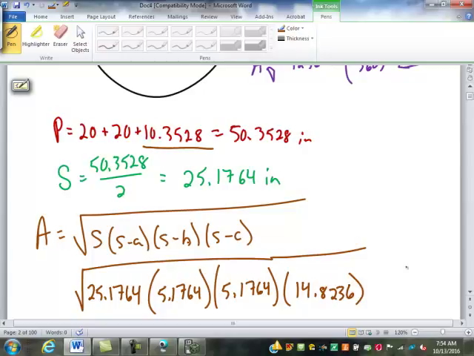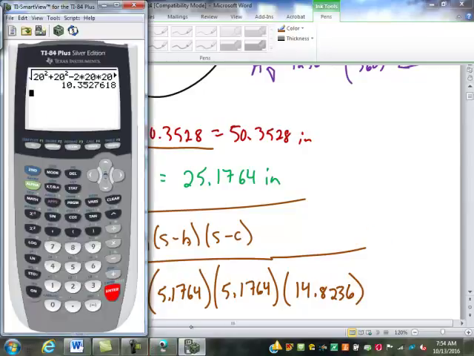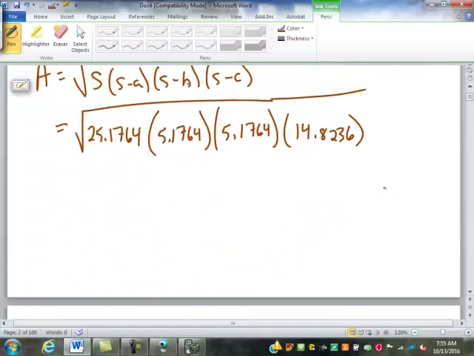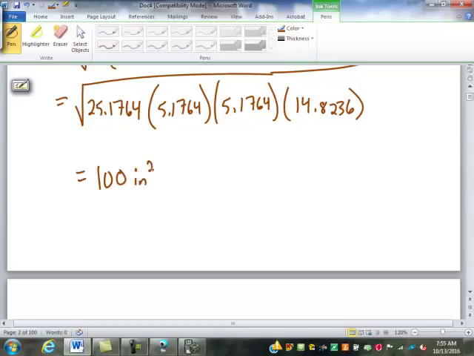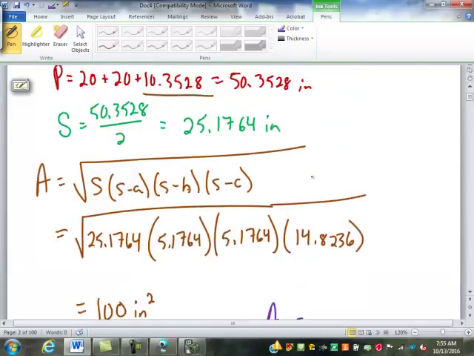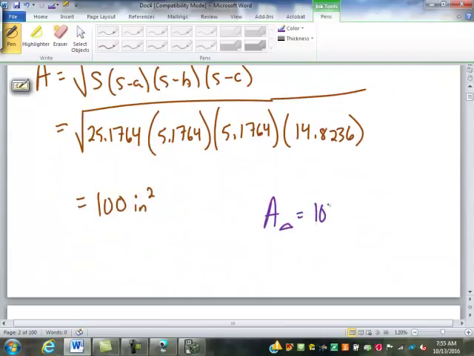$14.8236, I believe. So then we're going to multiply that up, take the square root to get the area. Square root of 25.1764 times 5.1764. I'm just going to square it because it's in there twice. Times 14.8236. 100. Almost exactly. So 100 square inches. So the area of that segment is going to be the 104.67 minus 100. So 4.67 square inches.